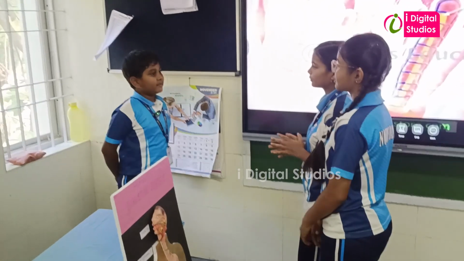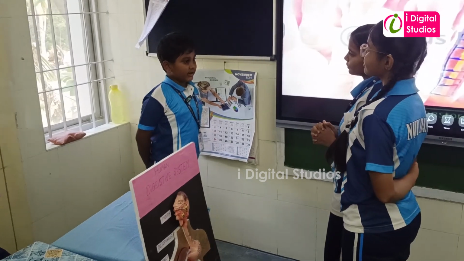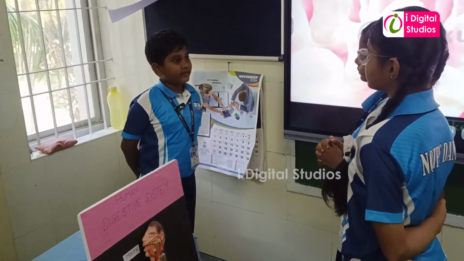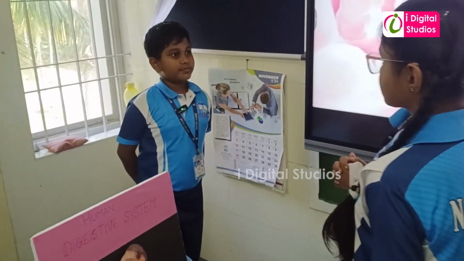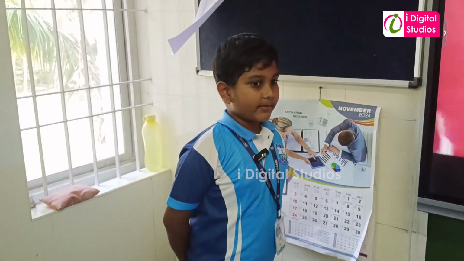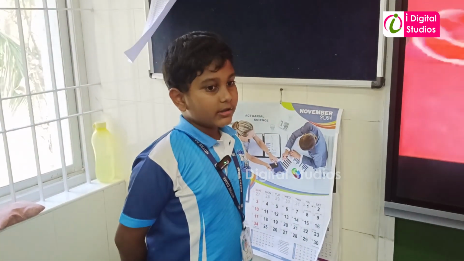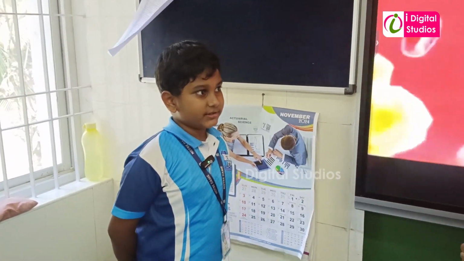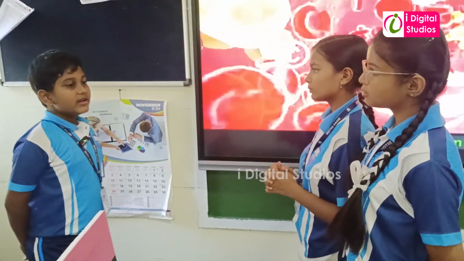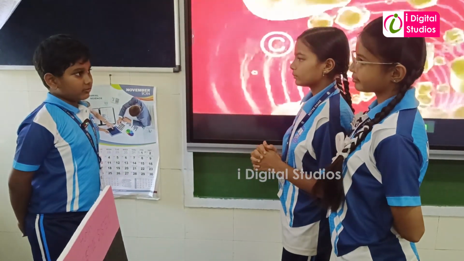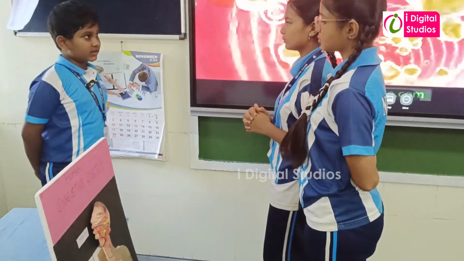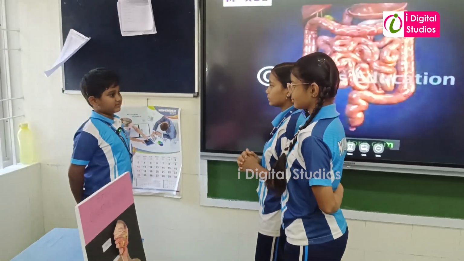Let me give you some information about the food pipe in our body. The food pipe or esophagus is a long muscular tube which provides a passageway for the food from the buccal cavity to the stomach. The food pipe shows peristalsis, which is an involuntary movement of muscles in a wave-like pattern. This special movement helps the esophagus carry the food in the direction of the stomach.